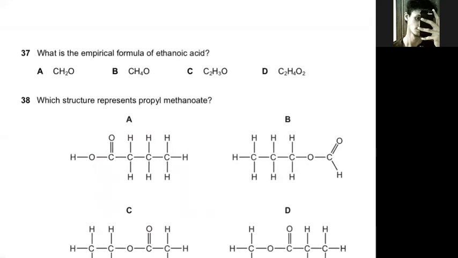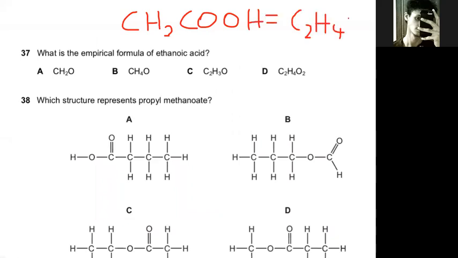Next question is, what is the empirical formula of ethanoic acid? The formula of ethanoic acid is CH3COOH. This can also be written as C2H4O2. So the empirical formula will be CH2O. So A is the correct answer.